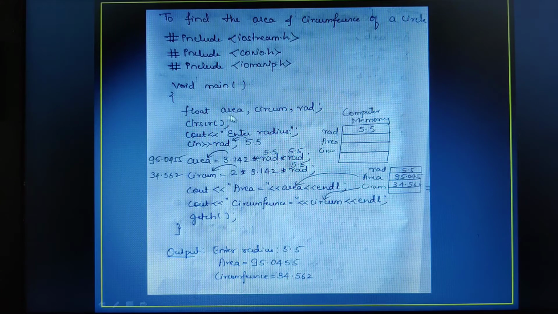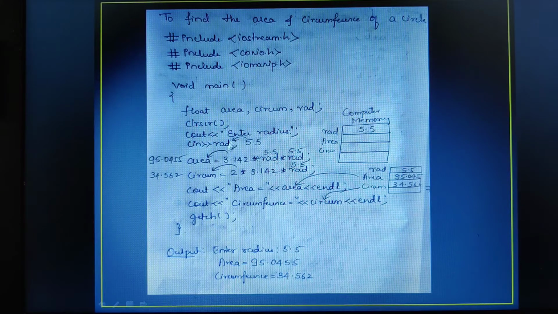See, at this particular declaration point, when you are giving 3 variable names of type float, automatically the compiler will allocate the memory. In computer memory, 3 variable storage locations will be created: radius, area, circumference. By using the cin object, the user will enter 5.5. This cin object will extract this 5.5 and store it into the computer memory here as 5.5. I hope you are able to understand.